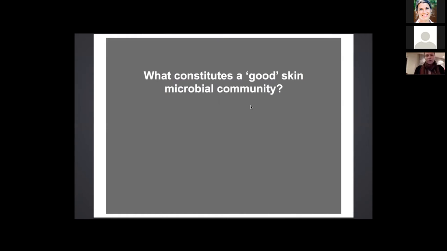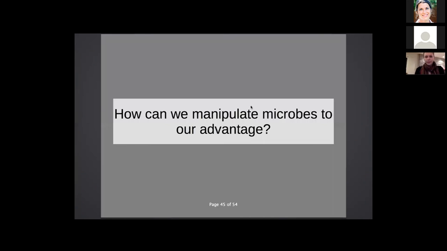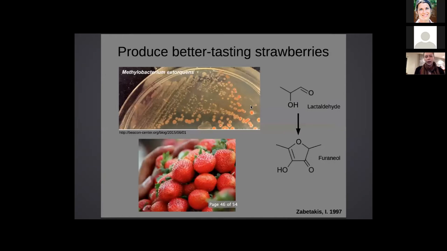Great. So just to wrap things up, the next question you might be thinking about is, what is the point of all this? The ultimate goal is to try to manipulate these microbial communities or these microbes to our advantage. And there are already a couple of examples out there.